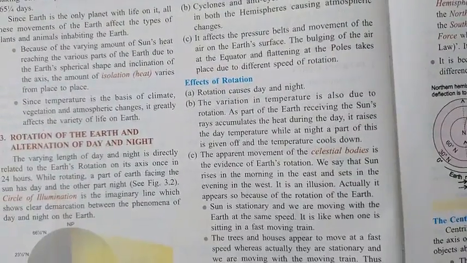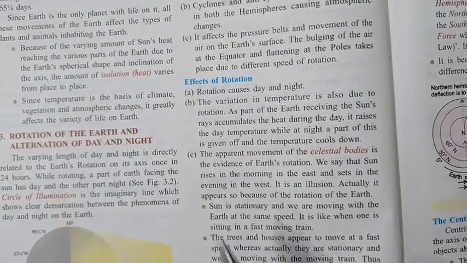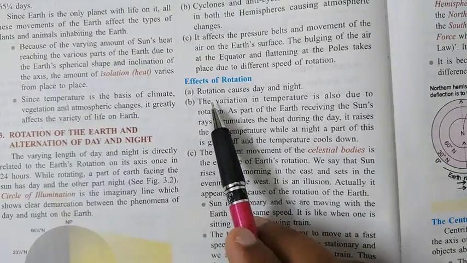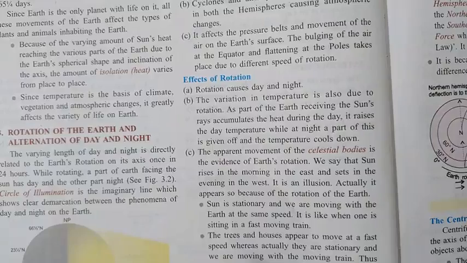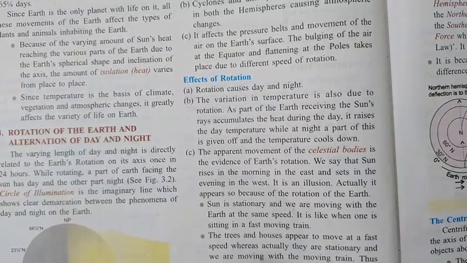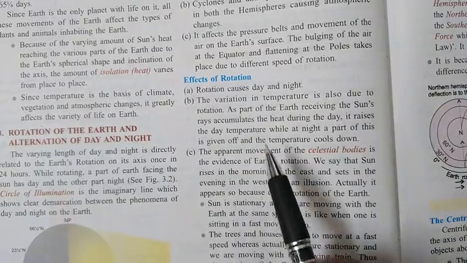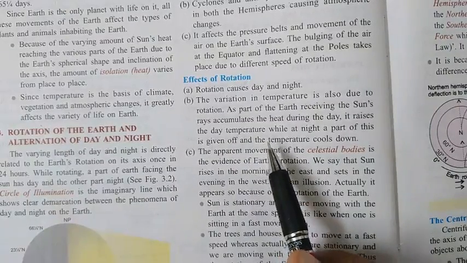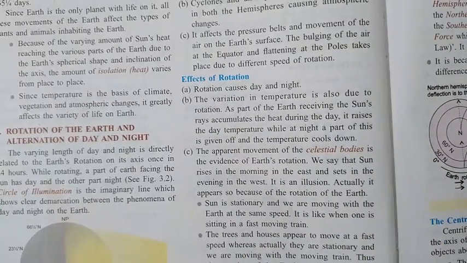Let's see some more effects, as some you already know. Because the Earth rotates, it causes day and night. And as the Earth rotates, during the day temperature increases, while during the night temperature decreases. This variation in temperature is caused by the rotation of the Earth.